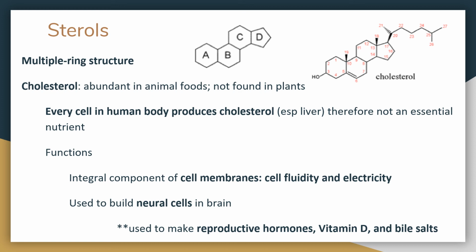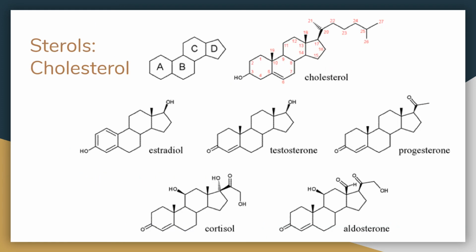But this is really important, and this is what I'll show you on the next slide. Cholesterol is the basic molecule for reproductive hormones, for vitamin D, and also for bile salts. So bile is made up of cholesterol and phospholipids. Here's your schematic. Here's your basic molecule of cholesterol. And here we see a lot of our reproductive hormones: estradiol, testosterone, progesterone, aldosterone, and cortisol. You can see how they all have that four-ring structure. They're all cholesterol molecules, basically.